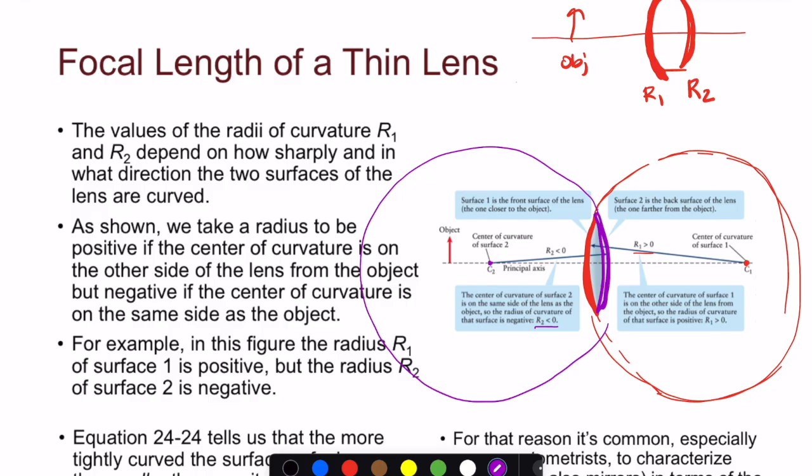So this new sign rule states that if the center of curvature that creates R1 is on the opposite side of the object, then it's positive. And if the center of curvature that creates R is on the same side as the object, then it's negative. Okay? And there's going to be a whole table that summarizes that to remind you.